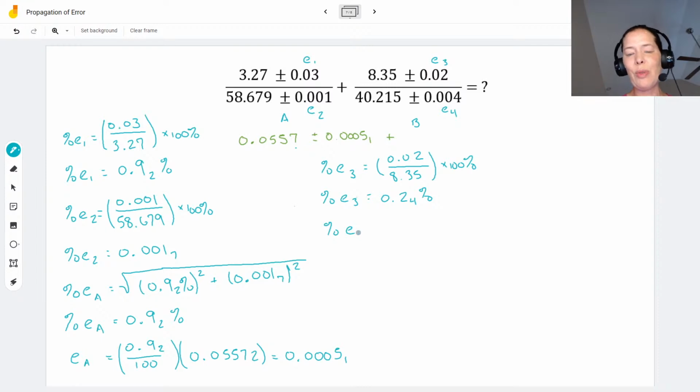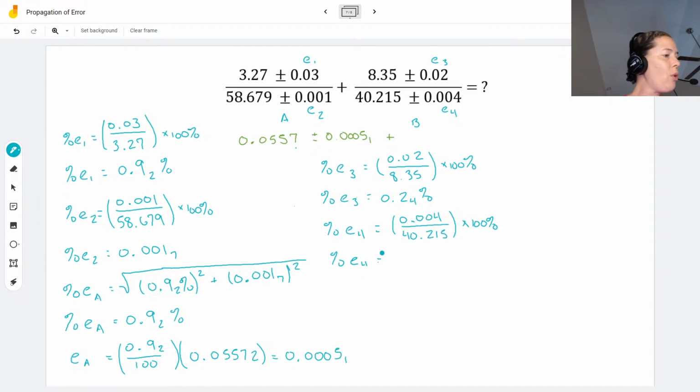The same thing for our last error, error 4. Same deal. I'm going to take my absolute uncertainty, divide by the magnitude of the measurement, and multiply by 100%. And so the percent error in my term 4, here we go, 0.0099%. That decimal really did not turn out so great.